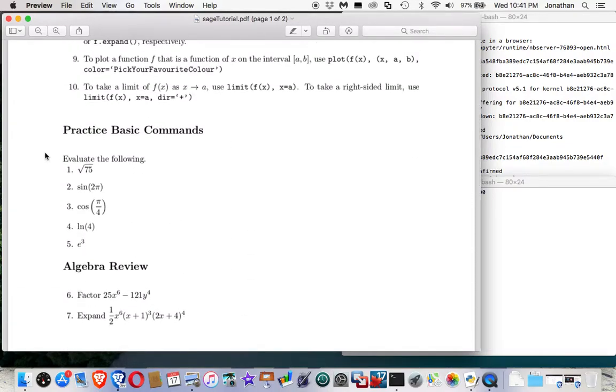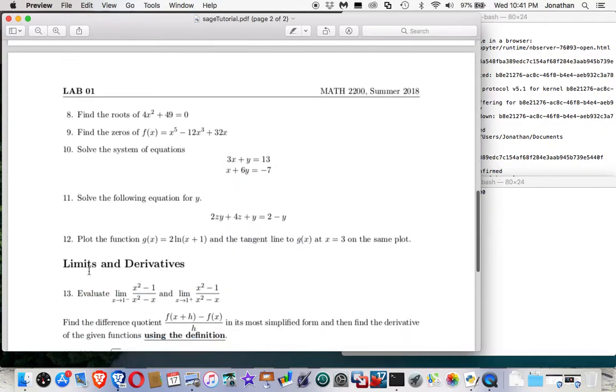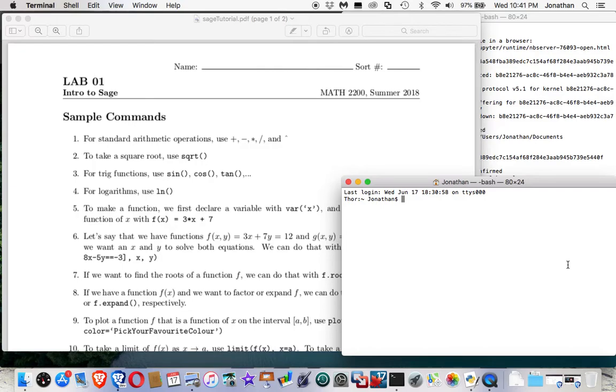So at the end of this, make a worksheet that works out all 15 of these problems effectively. Okay, so the first thing that I'm going to do is open Sage up.